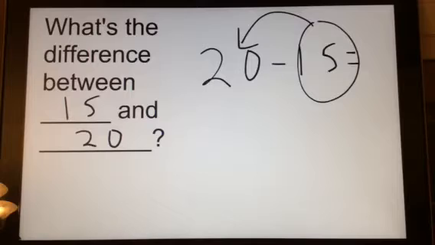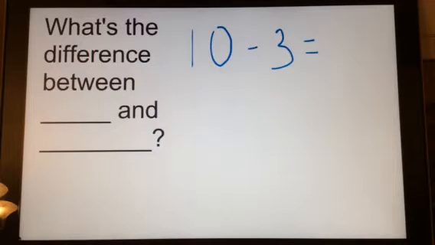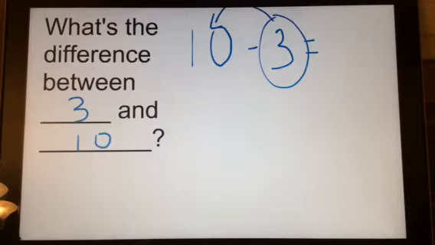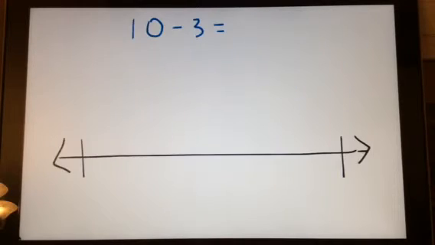Notice what I did. I said the second term first, and then the first term last. What's the difference between 15 and 20? Let's see this in action. In this case, we would say, what's the difference between 3 and 10? Now let's see how this actually works.